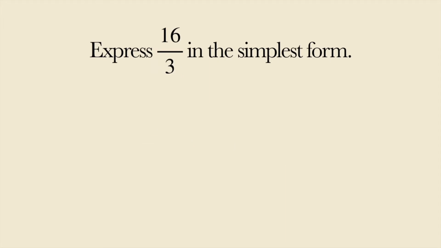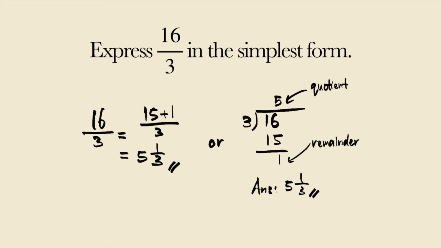Well, if you notice, this is larger than this number. So when the numerator is larger than the denominator, we call this an improper fraction. So what we can do is two things. My preferred method is to split 16 into 15 and 1. Now, why do that? Because 15 is very easily divided by 3. That gives us 5 wholes.